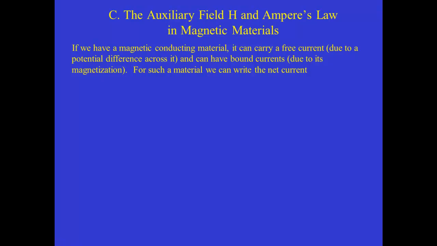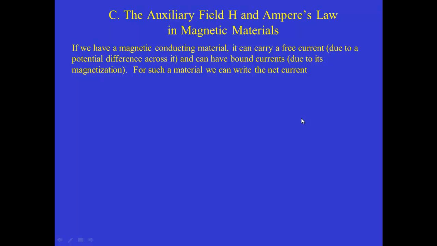This time we're going to define a new quantity that we call H, sometimes referred to in magnetostatics as the auxiliary field. And we'll use it to develop a new version of Ampere's law that's very useful in analyzing magnetic materials. So here's the scenario.